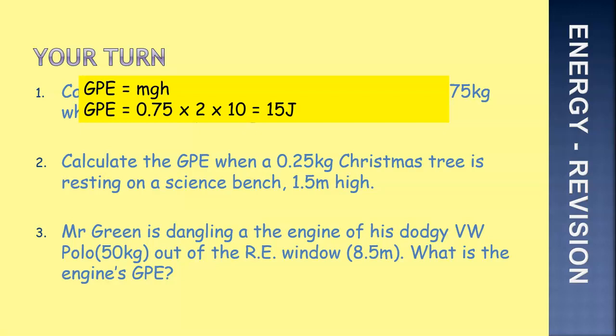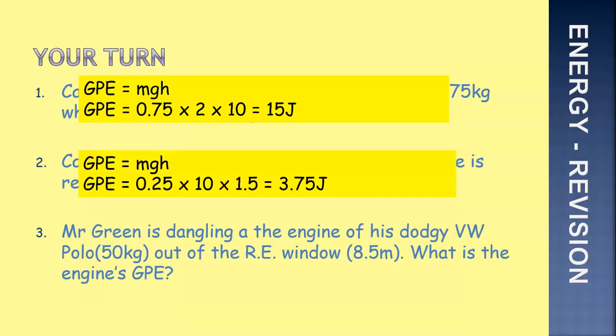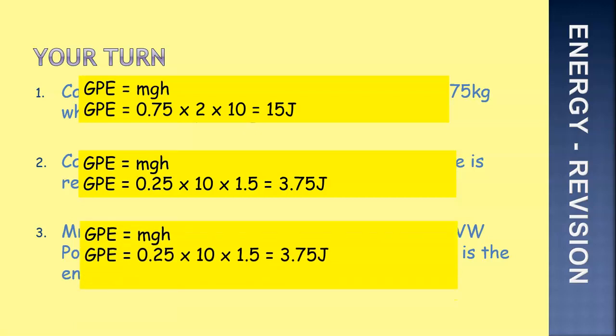Question 2. What's the gravitational potential when a 0.25 Christmas tree is resting on a science bench 1.5 meters high? Well, 0.25 times 10 times 1.5 gives us 3.75. Question 3. Mr. Green's dangling the engine of his dodgy VW Polo out of the RE window. What's the engine's GPE? Well, we can see there the mass is 50, the height is 8.5, and gravitational field strength is going to be 10. So we have an answer of 3.75 joules.